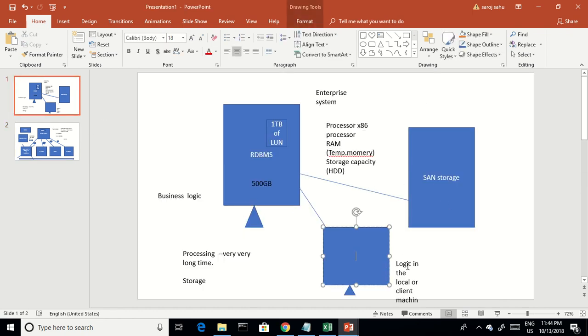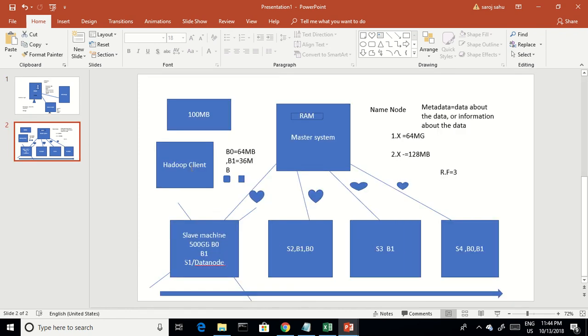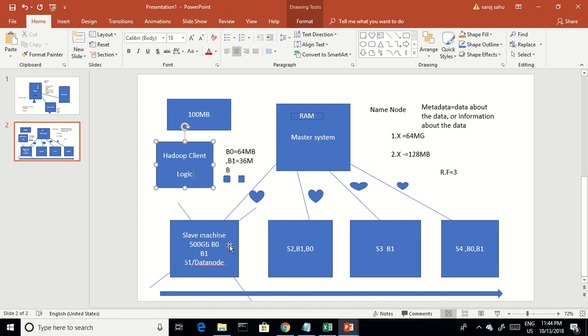The code or script is in the local machine, and the data will be transferred from the RDBMS to the local machine, and it will process. It will take a long time. But here, we are sending the code. The code or logic will be sent to the data node, near to where the data is present. So it is called data locality.